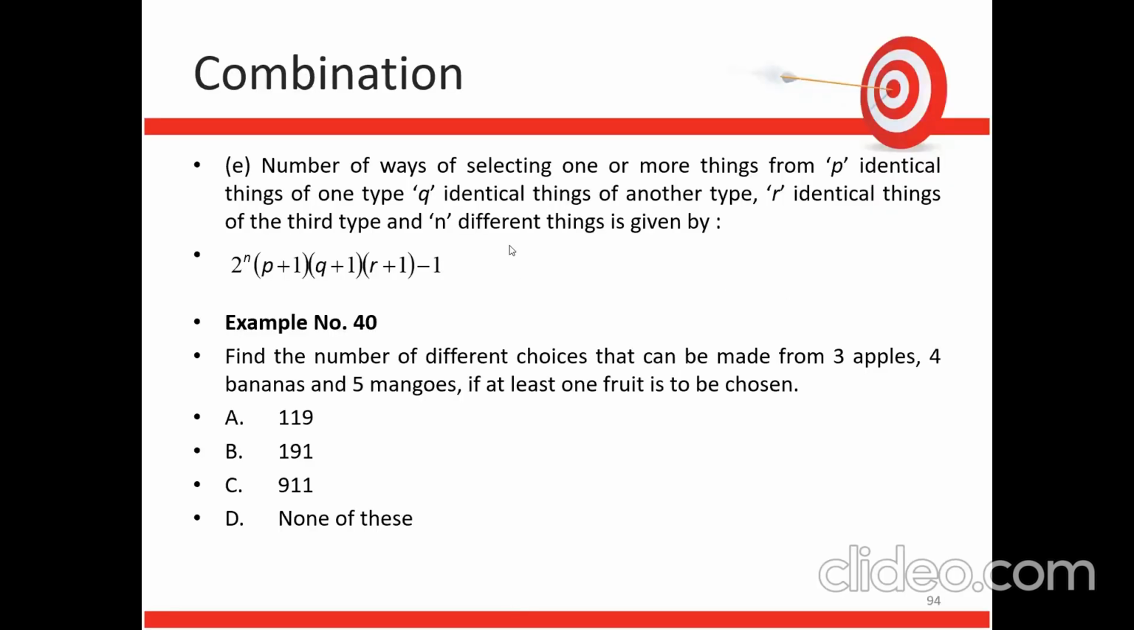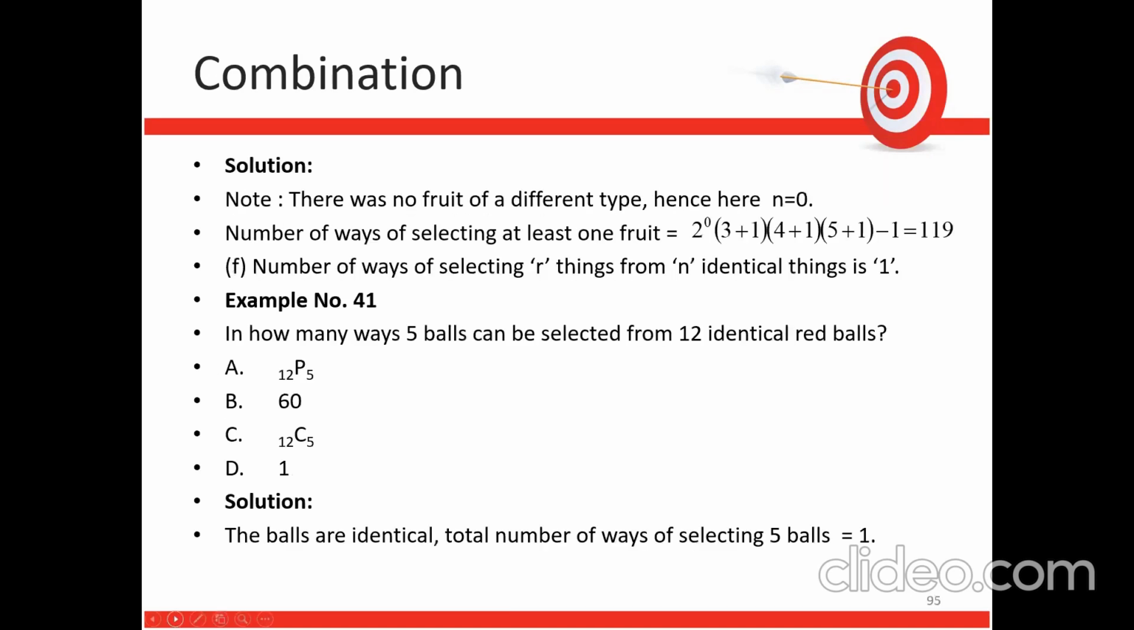So yung n nga is different things. So tatlo lang siyang first type, second type, third type. So mix yun, wala nang iba. So n nga is 0. Check nyo lang. The number of ways of selecting all things from n identical things is 1. Isa lang beses, di ba? Lahat. Isa lang mapili mo.